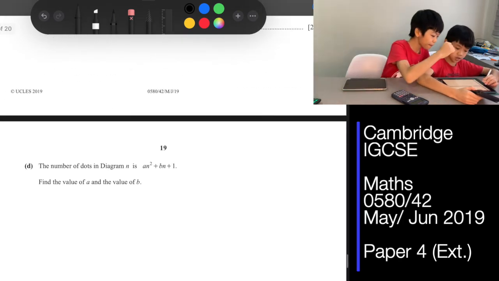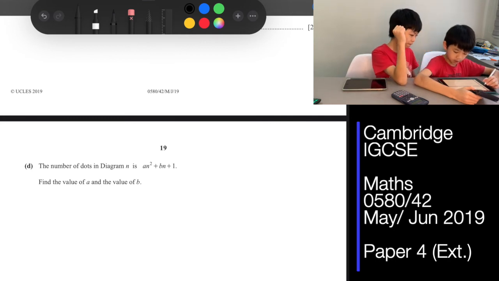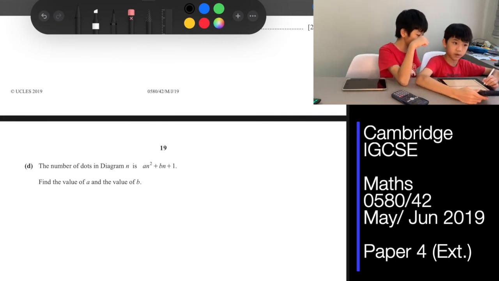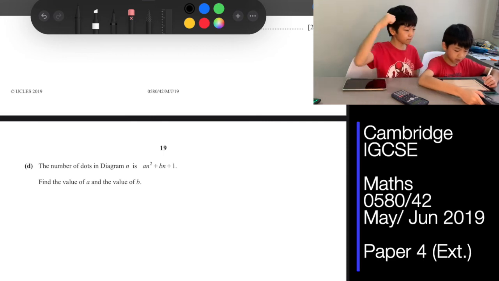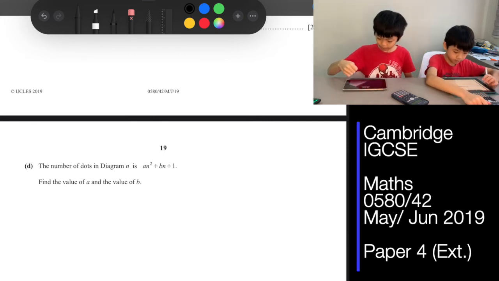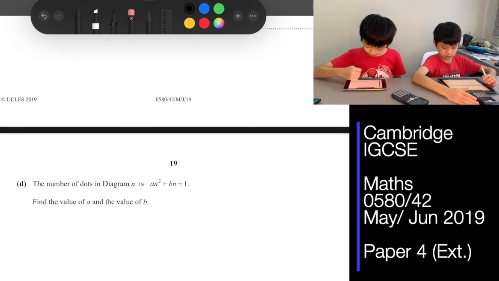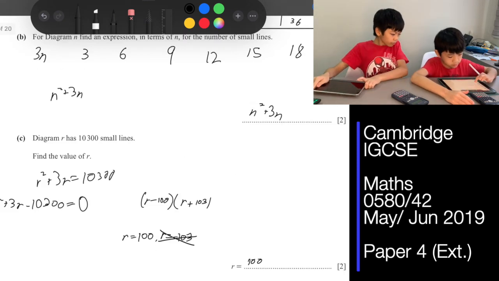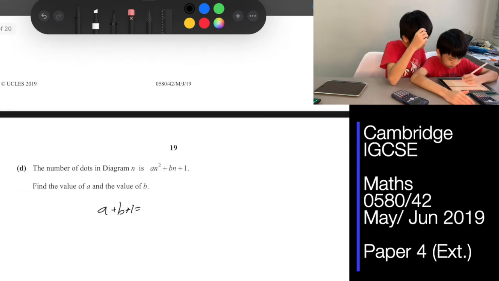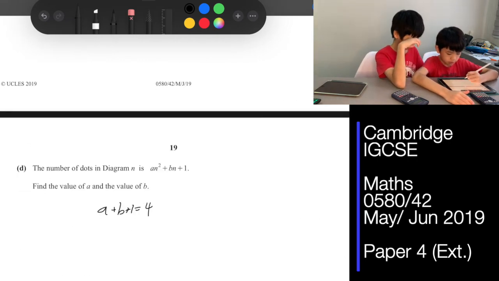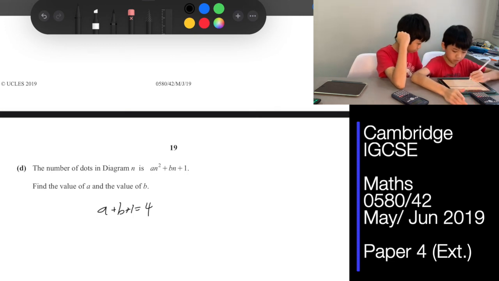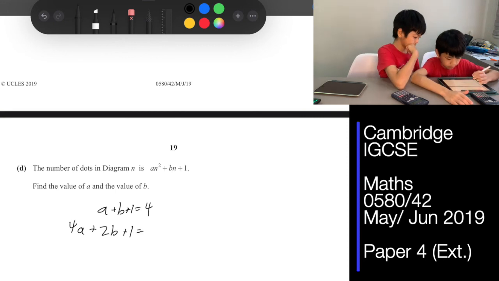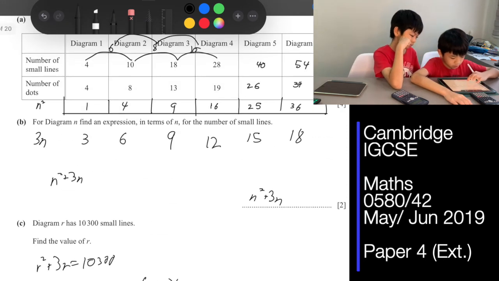Okay, for the next question, the number of dots in diagram n is an squared plus bn plus 1. We need to find the value of a and the value of b. So we'll assume n is 1. A plus b plus 1 equals 4. And then if n is 2, then 4a plus 2b plus 1 equals 8.